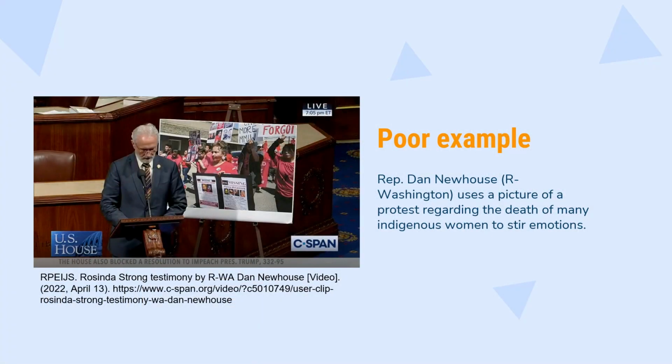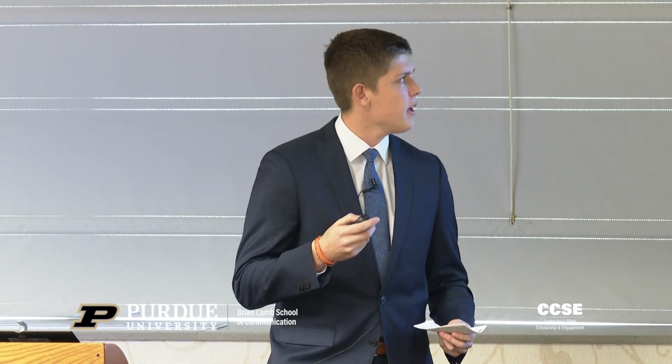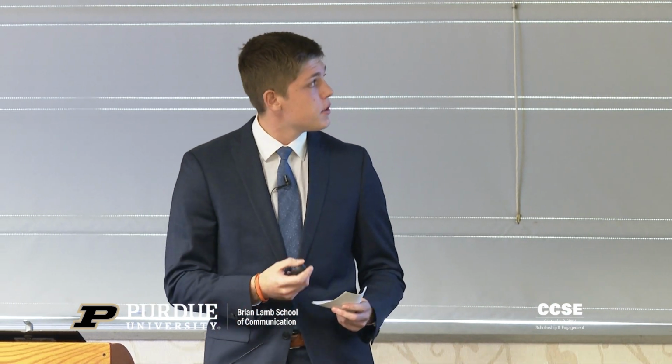While what happened to these Indigenous women, and especially Rosinda Strong, obviously is tragic, most definitely, it is important to look at how Mr. Newhouse uses his visual aid. To start off with, visual appeal. While it is clear that what is portrayed in the visual aid is a demonstration, it's somewhat of a messy picture. Number two, is it informative?